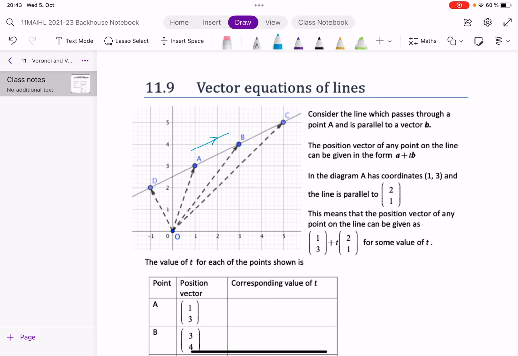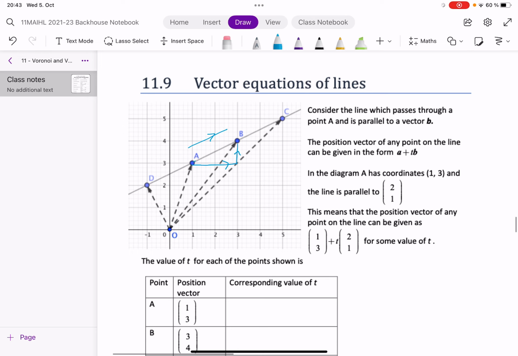So in this diagram, we're going to start off by using the point A. You can see it has coordinates (1, 3), and the position vector of that, of course, is the vector (1, 3). Along 1, up 3 from the origin gets us to A. And the line is travelling parallel to the vector (2, 1). If I go from point A to B, I'm moving right 2 in the positive x direction and 1 in the positive y direction. So I've travelled along this vector (2, 1).